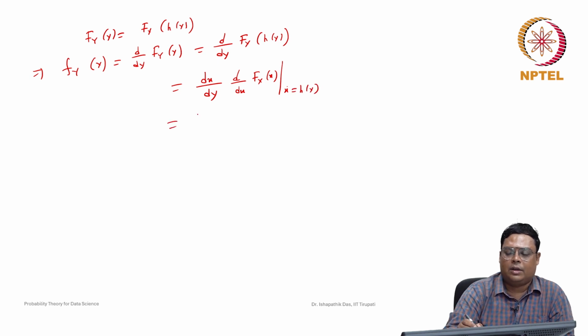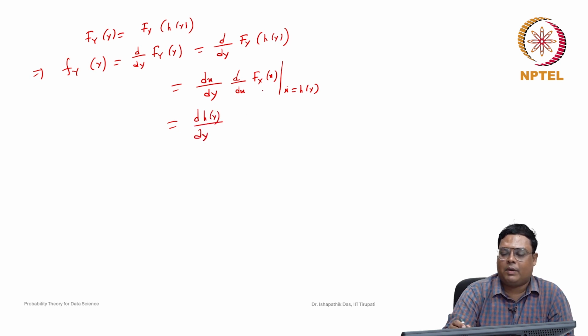So x is nothing but h(y), so dx/dy is dh(y)/dy, and d/dx of F_X(x) is nothing but small f_X(x) evaluated at h(y), which is f_X(h(y)). So that we found it.